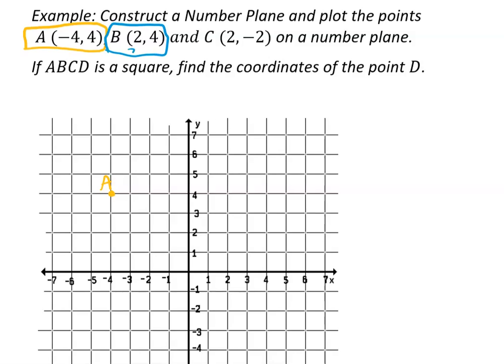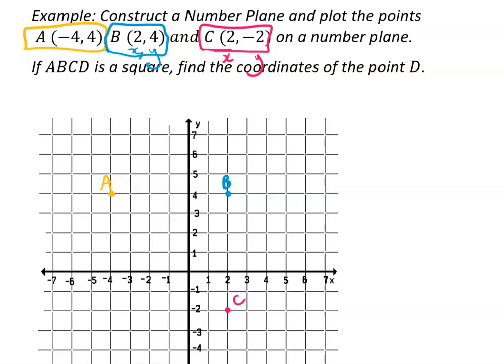All right, B is 2, 4. So our x coordinate is 2, our y coordinate is 4. If you think about that, x comes before y in the alphabet, which is also why we write the x coordinate before the y coordinate. All right, so 2, 4, across 2, up 4, let's put a dot there, and let's label that B. All right, and our last point is going to be C. Now C has the coordinates 2, minus 2, so x is 2, y is minus 2. So we're going to go across 2, and then down to minus 2, and there's our dot, and I'm going to call that one C.